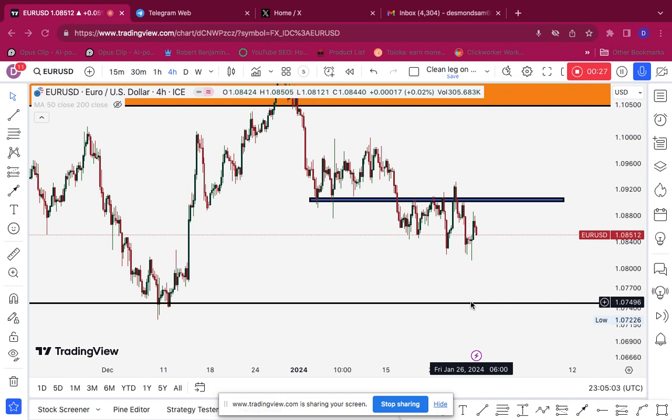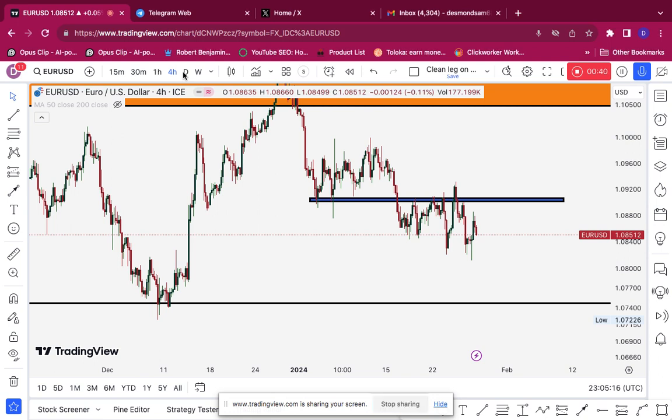So the first pair on my list here is the euro dollar. The reason why this is the first pair on my list is because I'm actually short this guy as we speak. I am actually short euro dollar right now. I have trade entries on this pair.